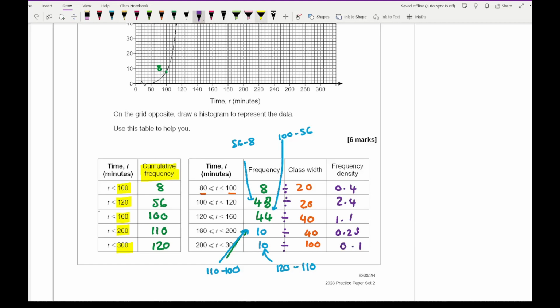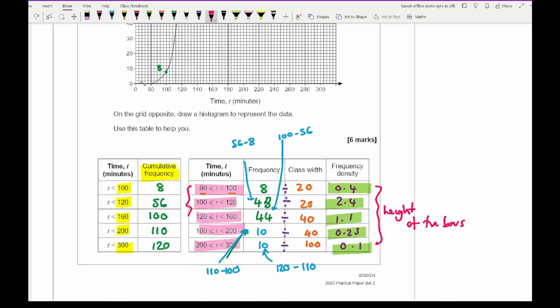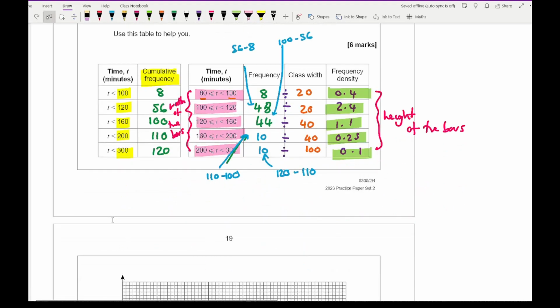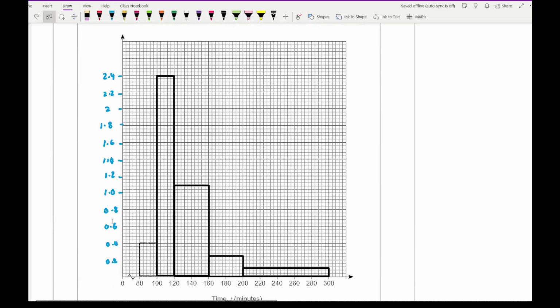Now in the histogram, what I want to do is plot these groups against the frequency density, which are these numbers here. So these numbers here represent the height of the bars, and these numbers here represent the width of the bars. And if I do that on a histogram, then what I should end up with is something that looks like this.